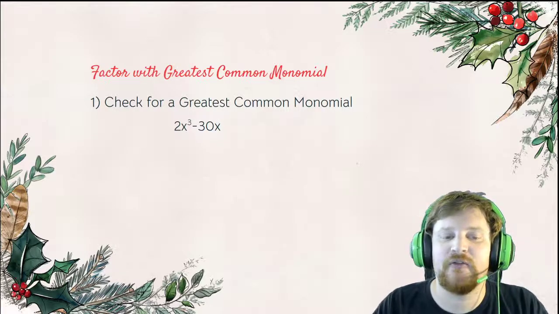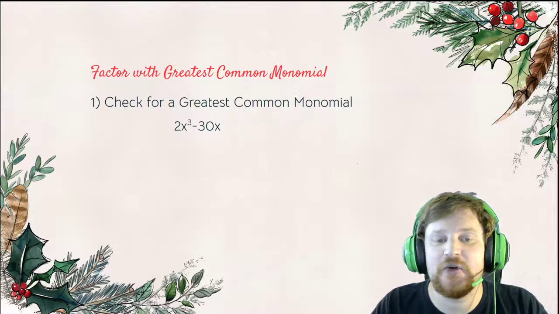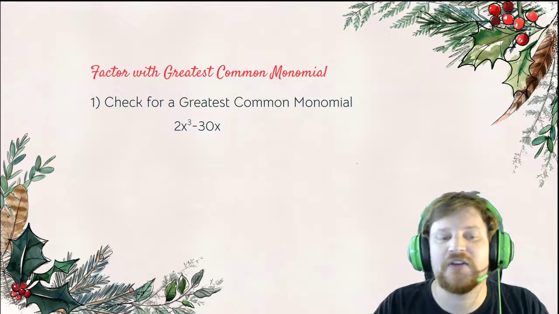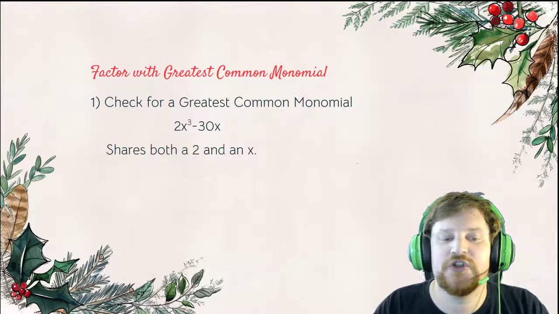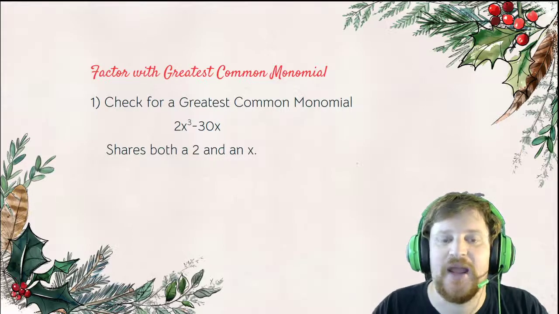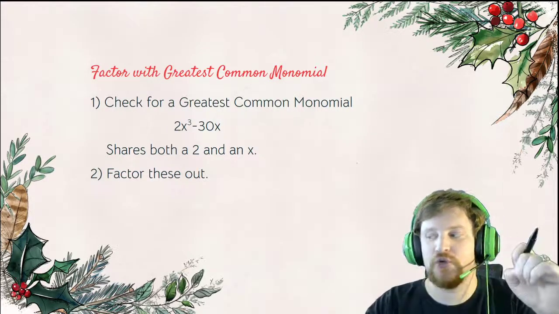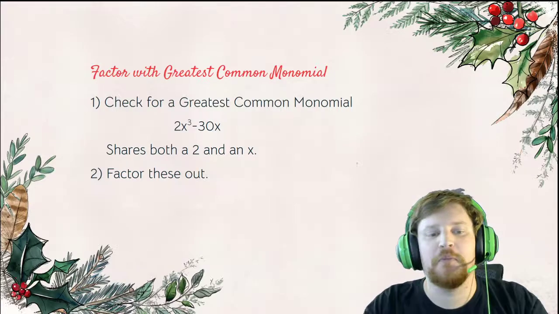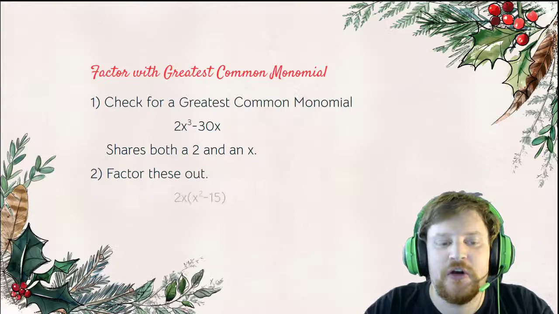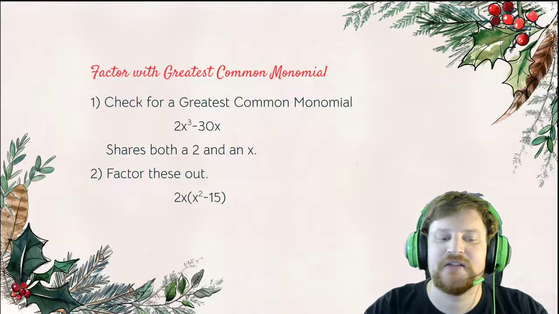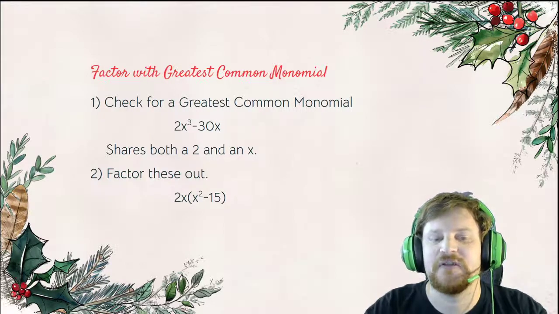In the first one you have 3 because it's x cubed, and in the second one you just have a single x. That means we can factor out an x and we can factor out a 2 because both terms share a 2 and at least one x. When we factor these out, we pull out 2x and then we divide each term by what we're pulling out. So we have a 2x on the outside, and then inside the parentheses 2x cubed divided by 2x is x squared, and negative 30x divided by 2x is negative 15.